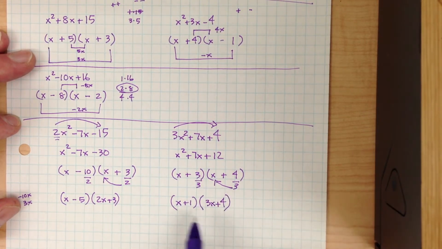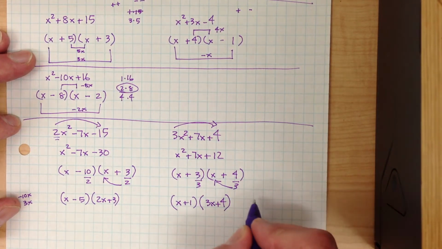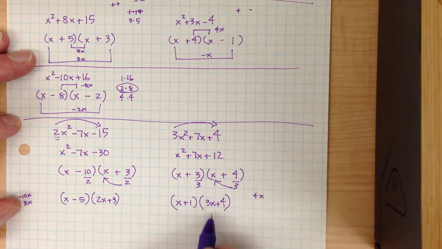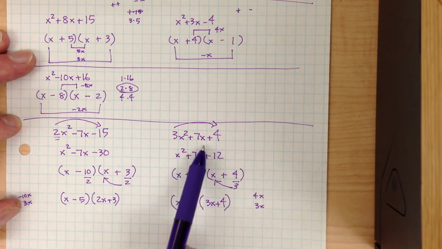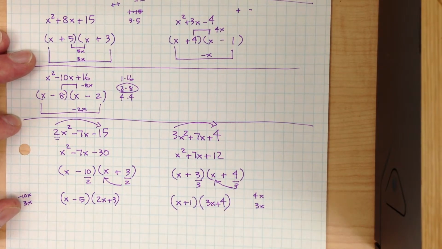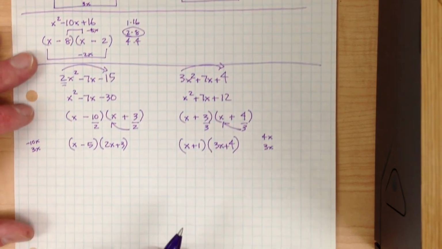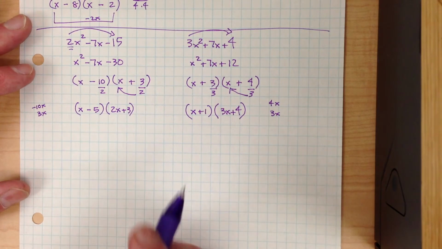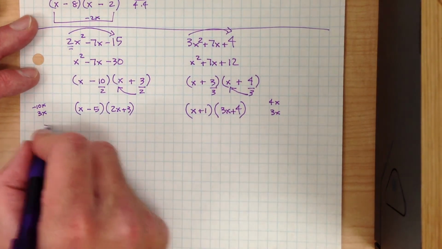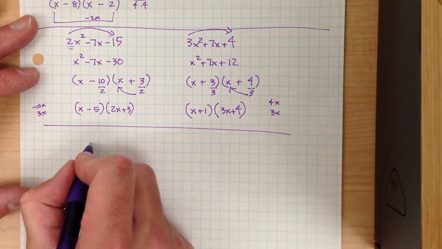Let's do a quick check. X times 3x, 3x squared. 1 times 4, positive 4. Let's check the outside, 4x, and let's check the inside, 3x. When we combine those, they definitely give us my value of 7x right there. Okay, we'll do one more of these, just for fun, because I know it is really, really fun. A little separation right there.